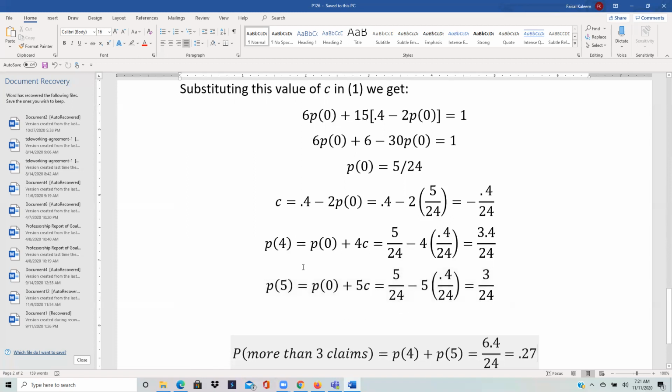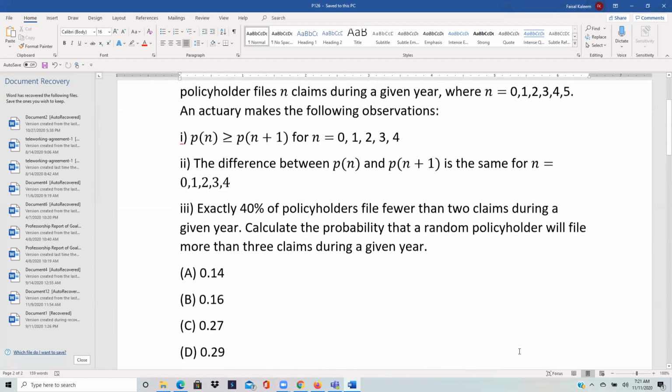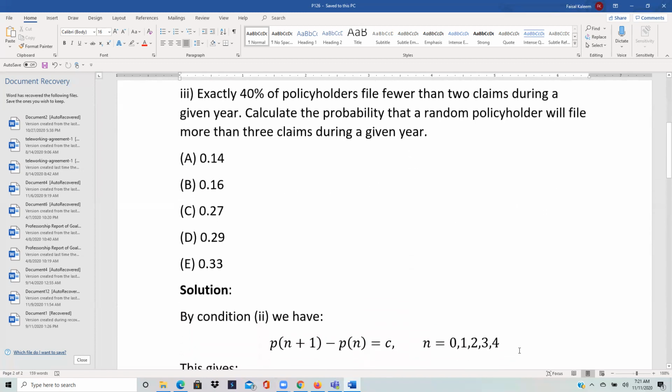So more than 3 claims would be P4 plus P5. You add these two, so that's 6.4 by 24, and that's 0.27. And that is choice C.